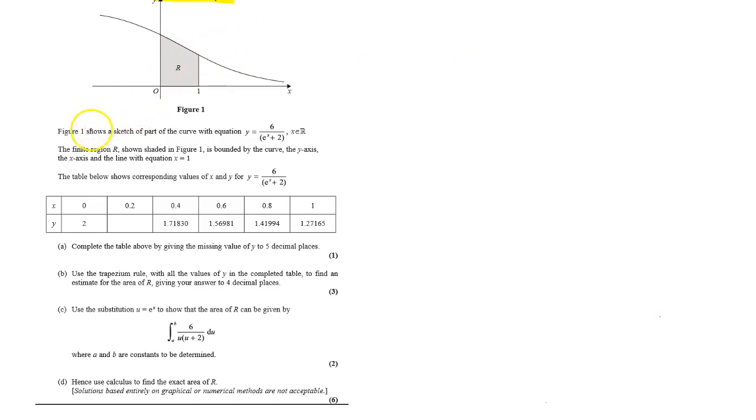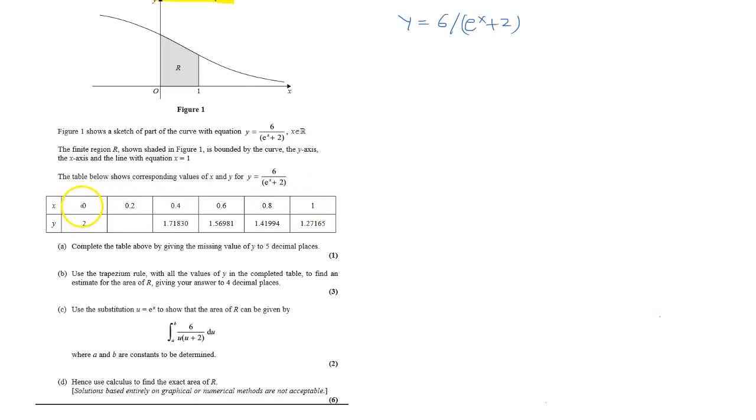Question number 3. The figure shows a sketch of a part of the curve with equation y is equal to 6 over e to the power x plus 2, where x is a real number. The finite region R is bounded by the x-axis, y-axis, x is equal to 1 and the curve C.